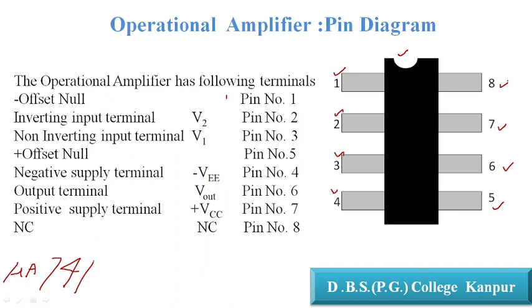The operational amplifier has the following terminals. Pin number 1 is the minus offset null. What is offset voltage? Offset null means that if an offset voltage exists, it is nulled by that pin. Pin number 2 is the inverting terminal, pin number 3 is the non-inverting terminal, and the plus offset null is pin number 5. The negative supply is pin number 4, the output terminal is pin number 6, the positive supply is pin number 7, and NC is pin number 8.